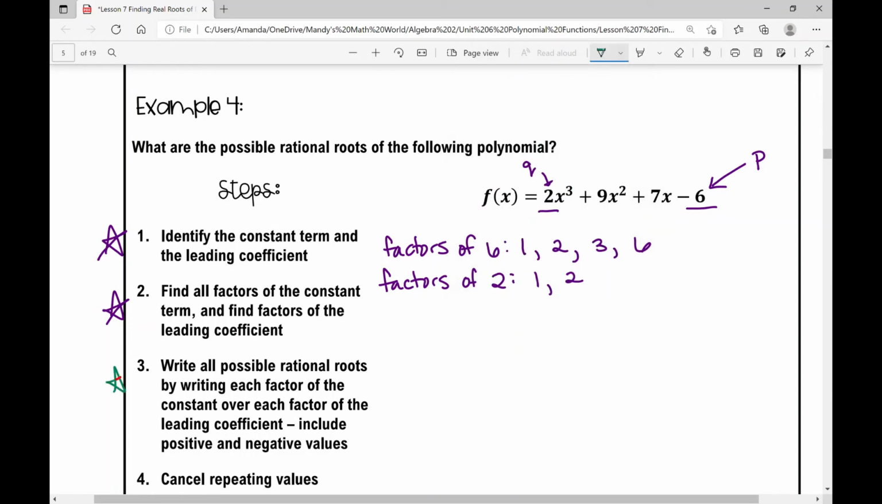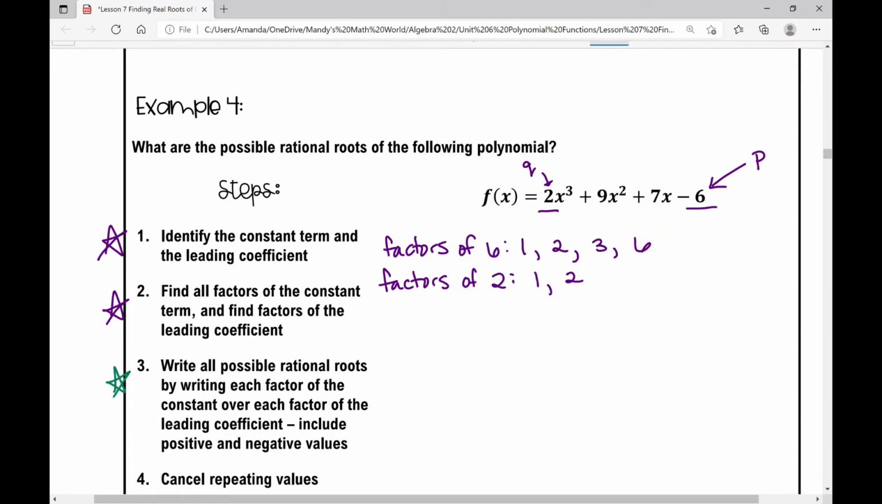Then you're going to write all the possible rational roots by writing each factor of the constant over each factor of the leading coefficient. So here are the possible factors, and you might see it as positive or negative p over q. So I'm going to take each factor of 6 and put it over each factor of 2. So watch how I do this. And everything is positive or negative, every single number I write. Positive or negative, 1 over 1.